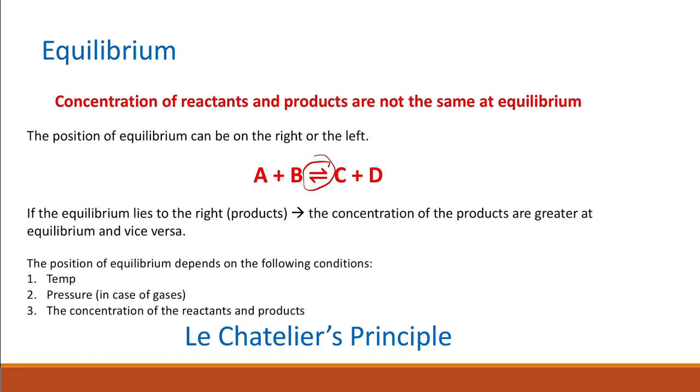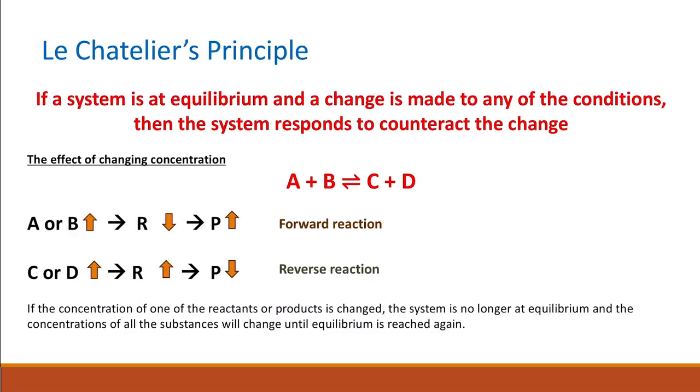The position of the equilibrium could be either towards the products or towards the reactants. There are certain factors that affect where the position of the equilibrium will be. This is called Le Chatelier's principle. Le Chatelier's principle states that if a system is at equilibrium and a change is made to any of the conditions, then the system will respond to counteract that change.